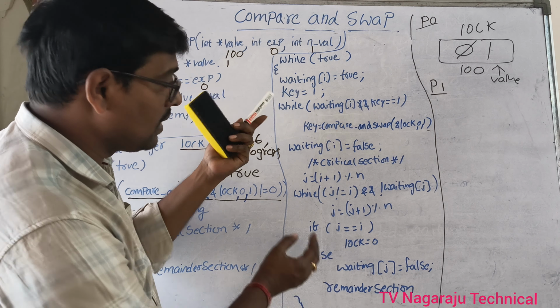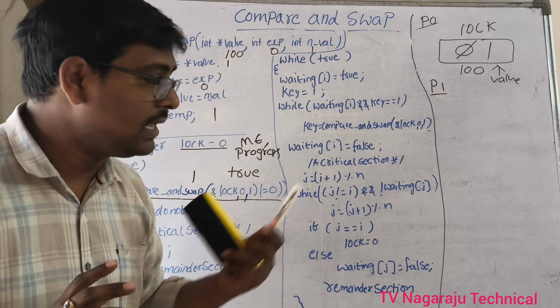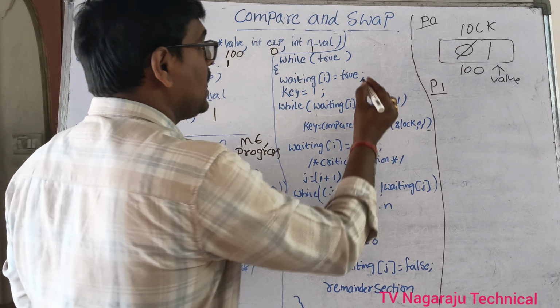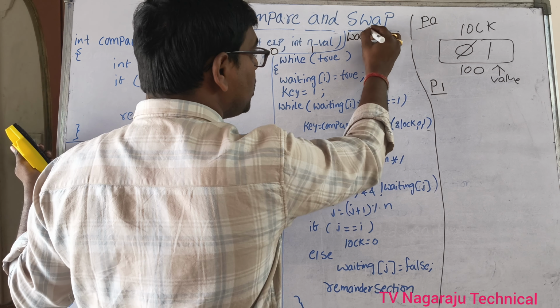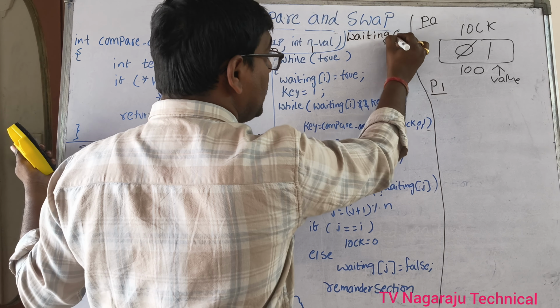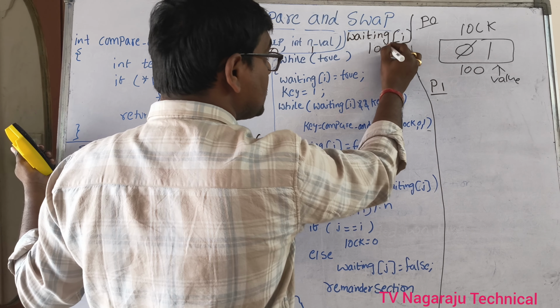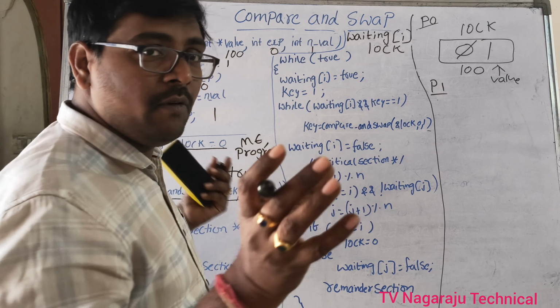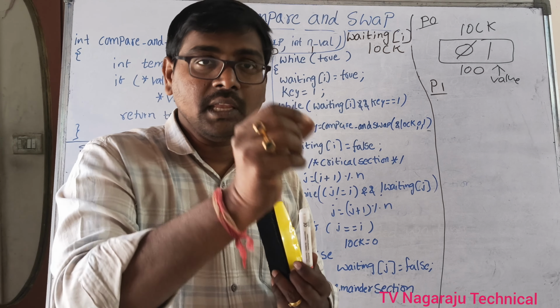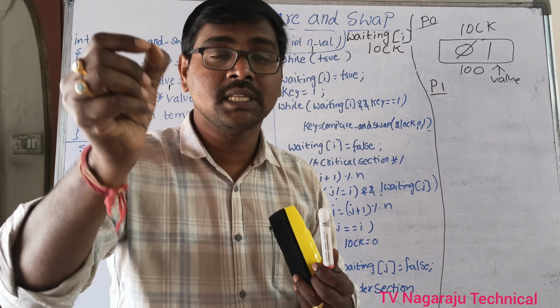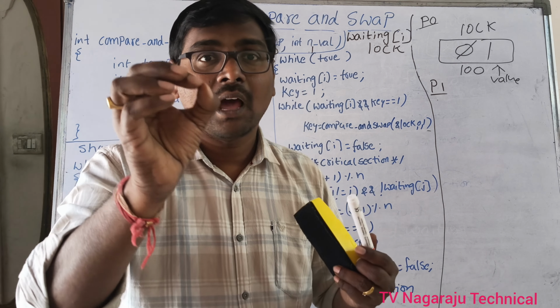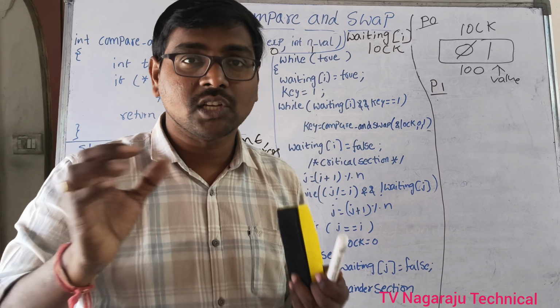Now I am explaining how bounded waiting is achieved in this algorithm. For this I am using two shared variables. One is waiting of i, the second one is lock. Anyway, we know the meaning of lock. Lock equal to 0 means the critical section is free. Lock equal to 1 means the critical section is busy.